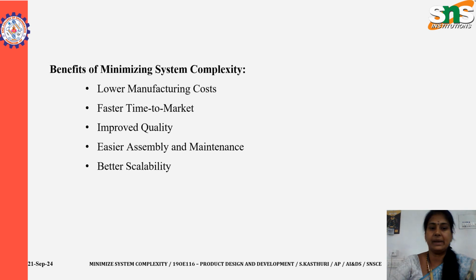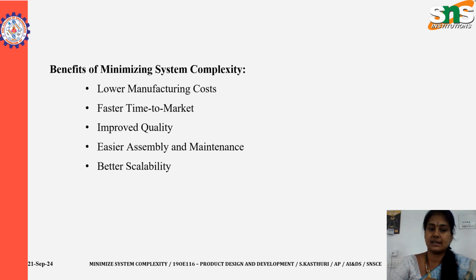So what are the benefits of minimizing the system complexity? Lower manufacturing cost. Simplified designs reduce the number of parts, material cost, and assembly operations, which directly lowers the overall manufacturing cost. Faster time to market. A less complex design is easier and faster to manufacture, which shortens the production cycles and accelerates the time to market for the product.